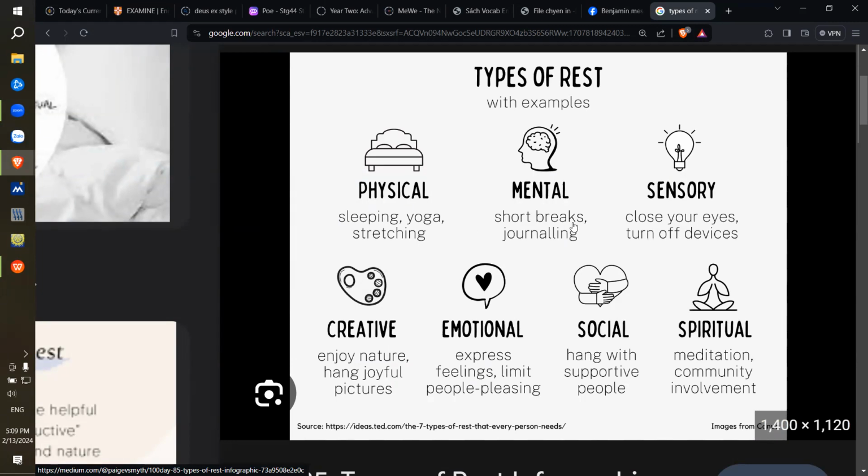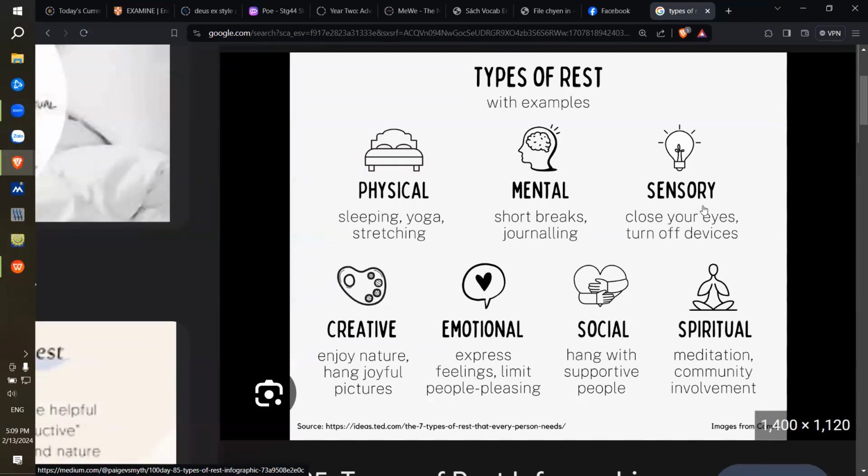And we have mental rest, which means we take short breaks from, let's say, studying, from research, from reading, something like that. So we let our mind rest. Để cho cái đầu mình nó nghỉ. That's mental rest.